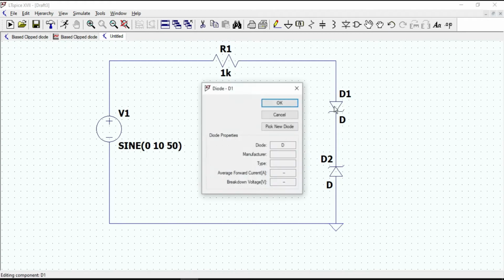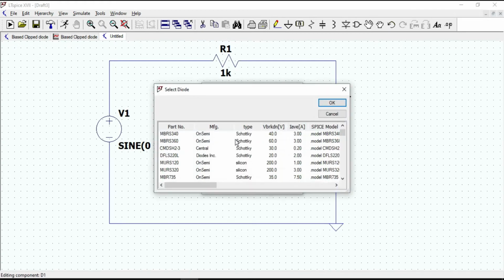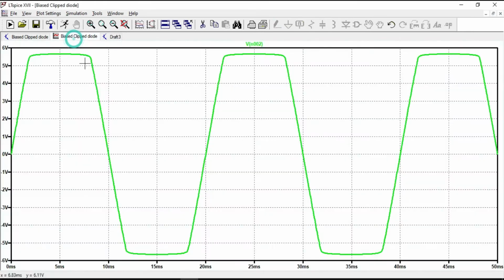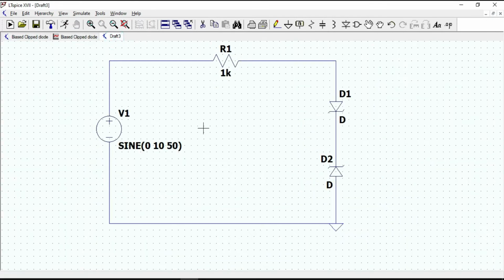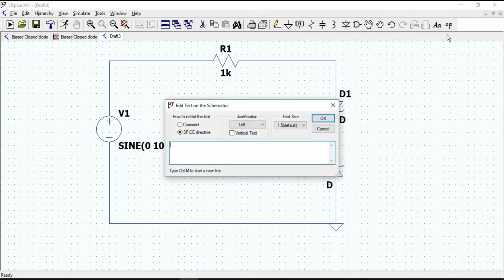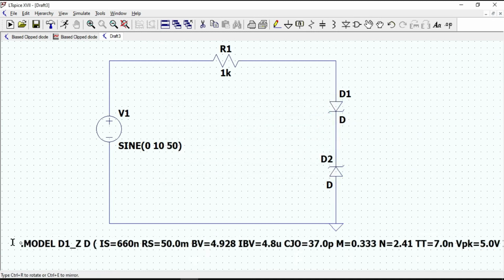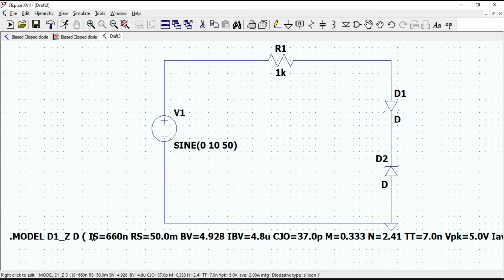Click on diode, pick new diode. In this library, I don't have such diodes to get the same clamped output voltage as this example. So I am going to create a new LTspice model. Click on this .lib icon. This is how you can create your own LTspice model. I have already made it, so I am going to paste that here. Okay. Then change the name of the diodes to the LTspice model.